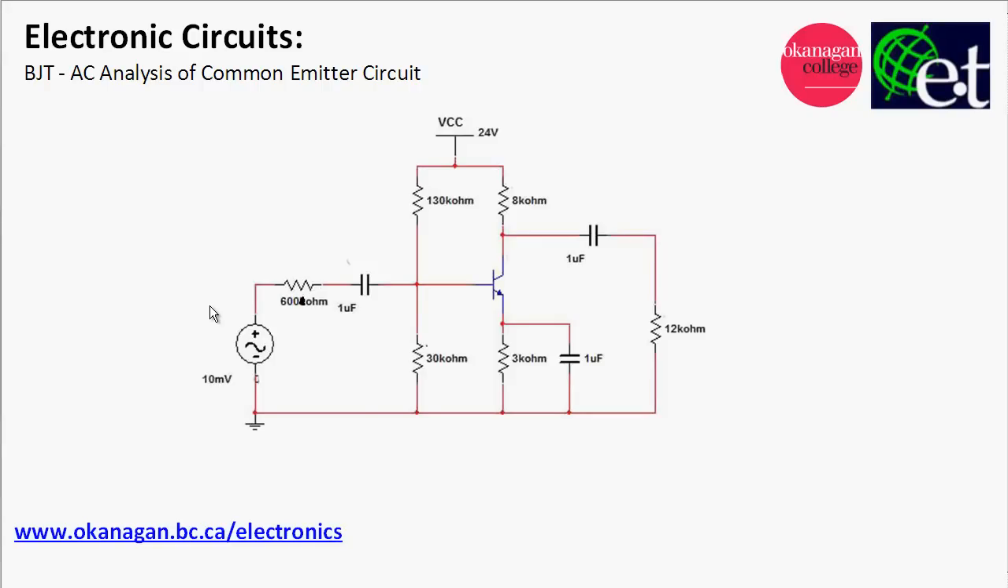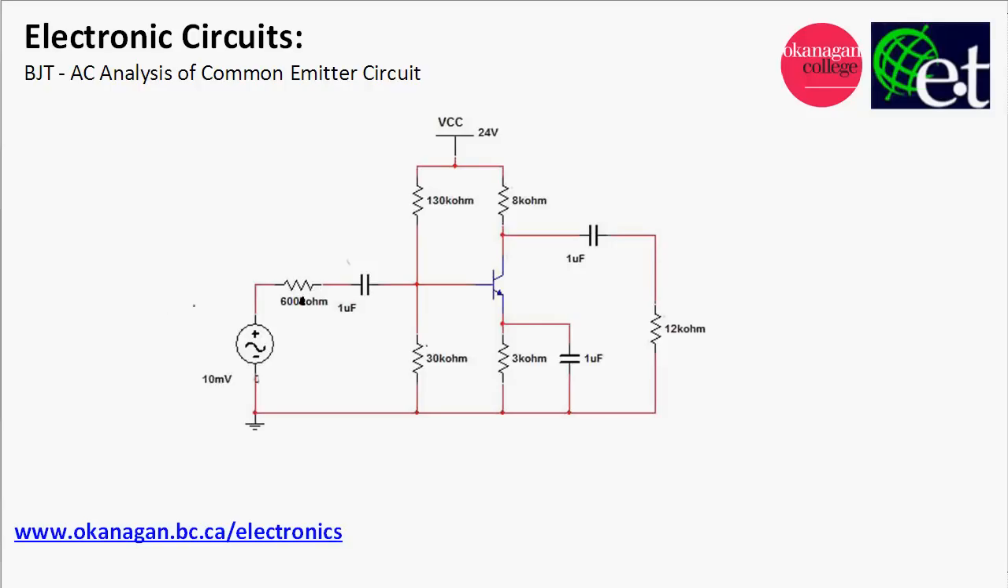This is David Williams from the Electronic Engineering Technology Department at Okanagan College, and in this video I want to show you how to do the AC analysis of a common emitter circuit. And ultimately, I'm going to show you what happens when you apply this 10 millivolt signal from the source that has a 600 ohm output impedance to the BJT, this common emitter circuit. What kind of output do we get?